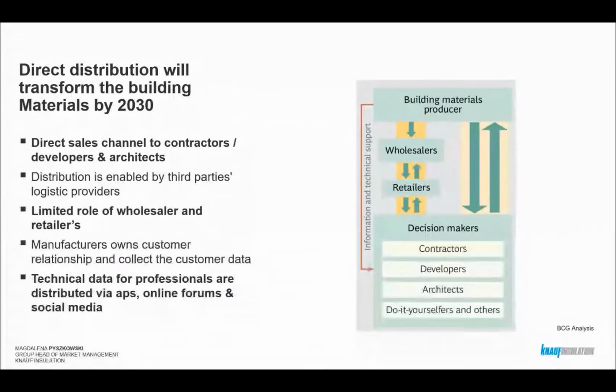So direct distribution will transform the sector that we are working in, building materials, by 2030, so very soon. And so it will be, for us, in fact, more and more important to work in direct sales to the contractors, developers, and architects. And we will have a somehow limited role of the wholesaler and retailers. And we will also, as a manufacturer, own the customer relationship and collect the customer data.